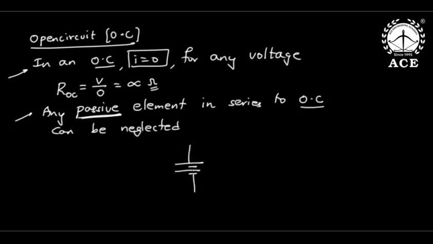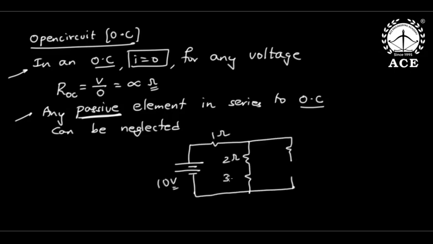Suppose I give an example here, with passive elements only, the first time talking. A simple network like 10 volts, 1 ohm, 2 ohm, 3 ohm, 4 ohm. So what is my argument? Now this is an open circuit. Any passive element in series with an open circuit is neglected. It won't work now, so it is not a working branch, so we can neglect it.